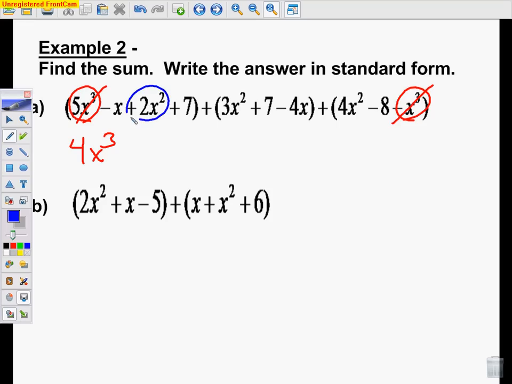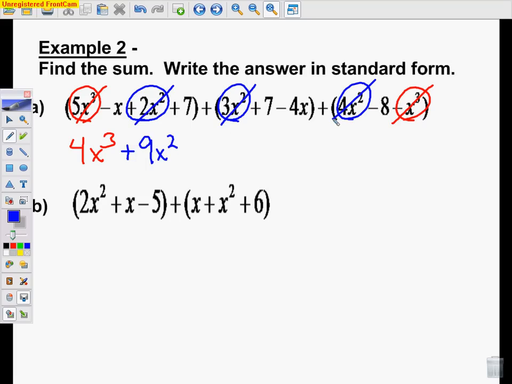So we have a positive 2x squared, we have a positive 3x squared, and we have a positive 4x squared. So 2 plus 3 is 5. 5 plus 4 is 9. So that's going to be a positive 9x squared. So we're done with those now.